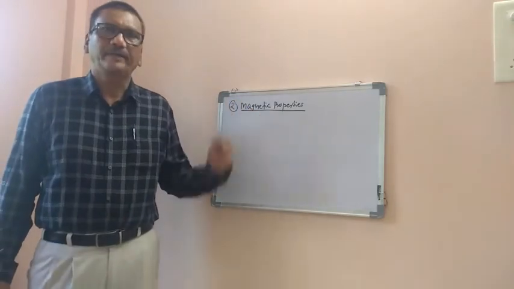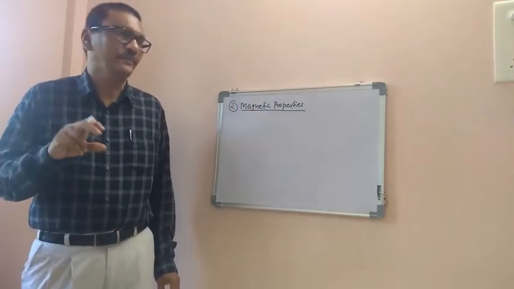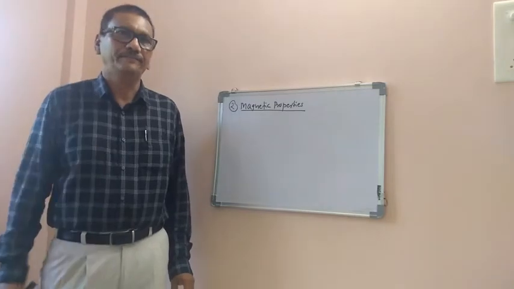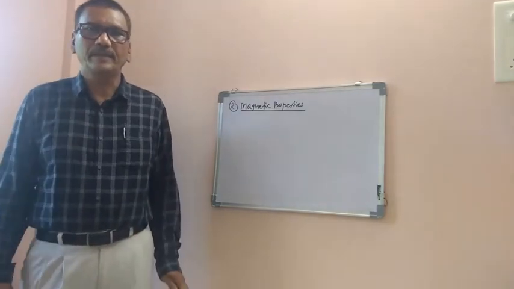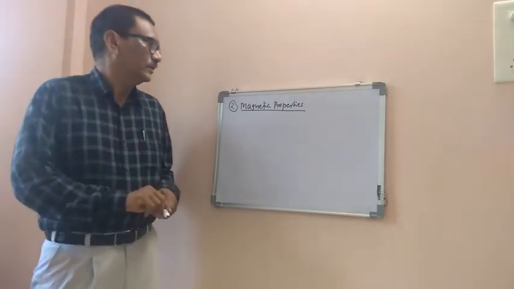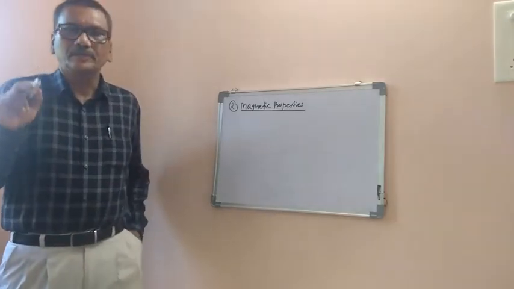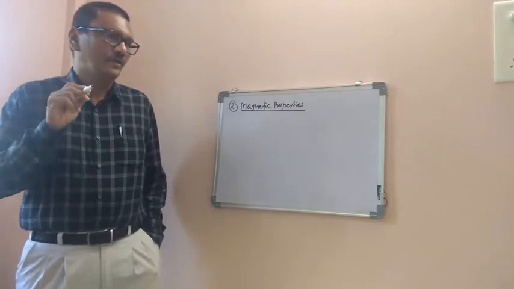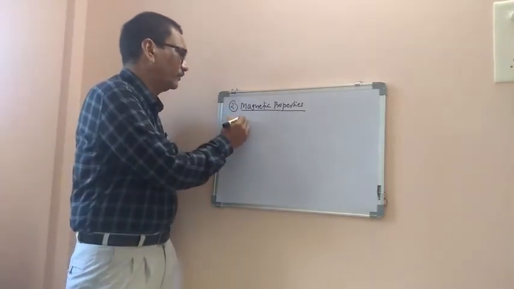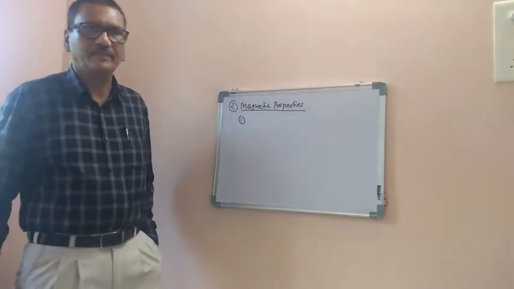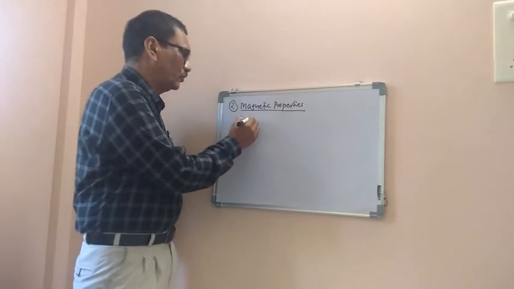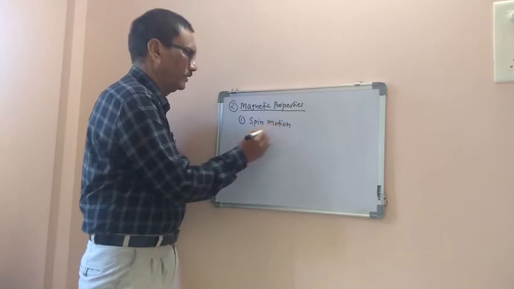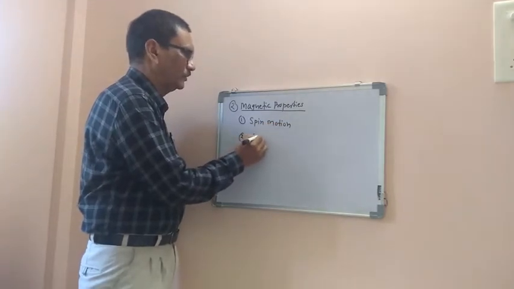Now, the magnetic property of the lanthanides is based upon the fact that every electron is considered a small micromagnet having a certain value of magnetic moment. Each electron has two types of motion. Can anybody tell what types of motions are there? One is the spin motion, and the second is the orbital motion.